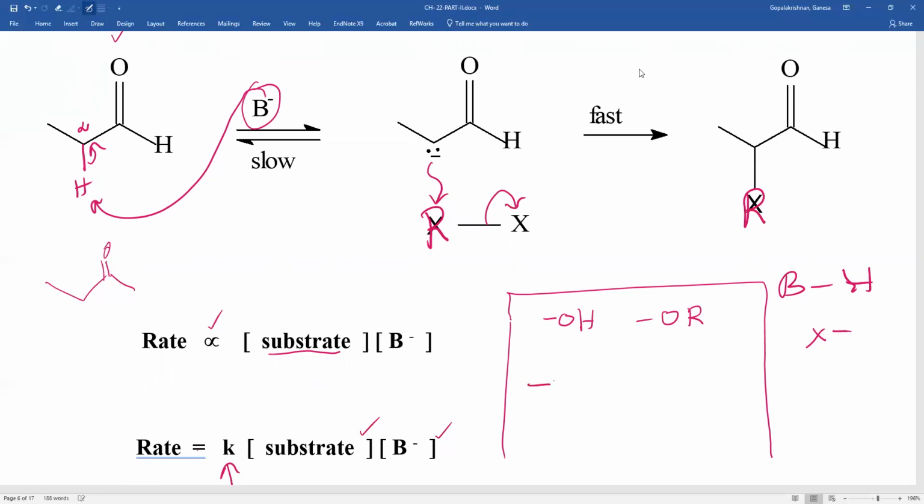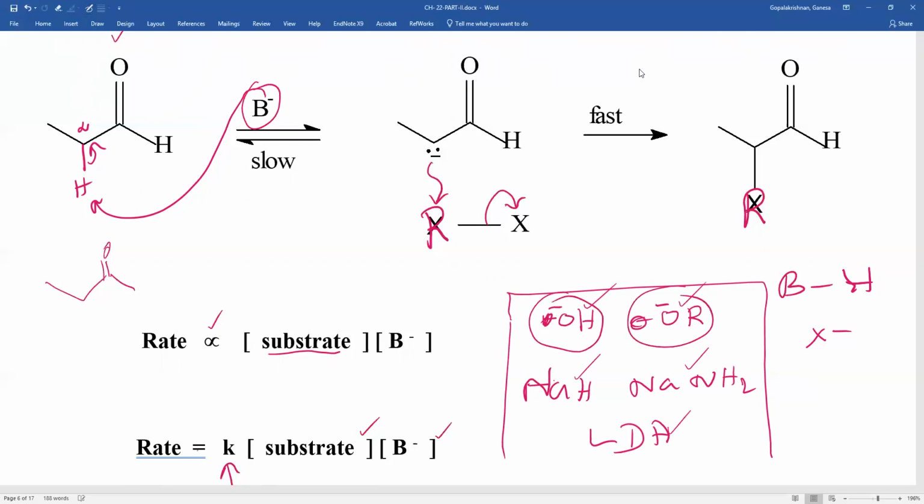So we saw the use of NaH. This is not OH minus. NaH or NaNH2 or LDA as a base. But for these reactions, you can use OH, OR, NaH, NH2, and LDA. How can we use it?